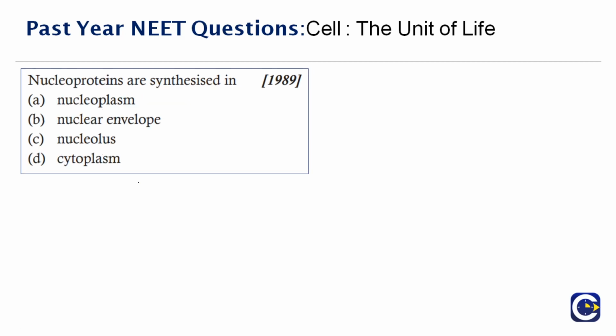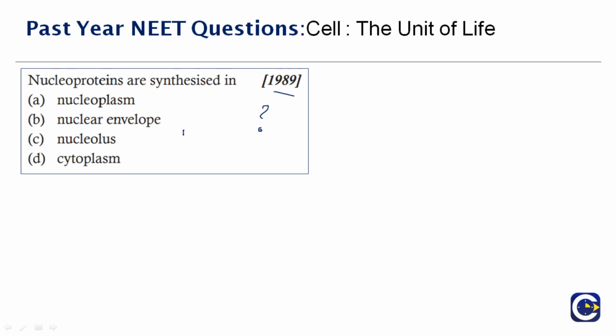Let's move to the next question. 1989 again. Nucleoproteins are synthesized in dash. Now, what do you mean by nucleoprotein? You should know that. We already saw different types of proteins, like tubulin and actin. Now, when we say nucleoproteins, they are proteins which are required for the nucleus. So, how can you describe nucleoprotein? They are a complex consisting of nucleic acid bound to protein.